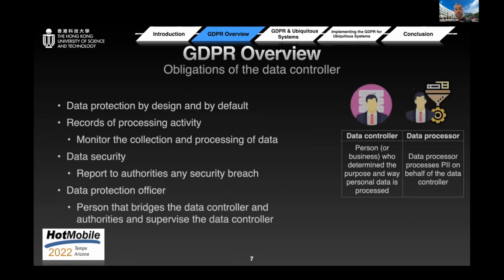Now let's look at the other part: if you want to collect data or monitor users, what happens? First of all, we can see on the right what we define as the data controller. They are persons or businesses who determine the purpose and way the data is processed. Data processors are basically persons or entities that process the data on behalf of the data controllers. The obligations of data controllers include data protection by design and by default, recording processing activities, such as the monitoring, collection and processing of data. And in case of a security breach, they have to report immediately to the authorities.